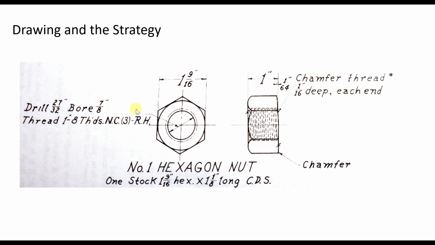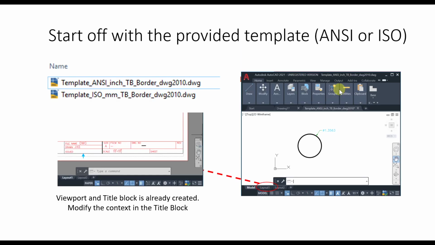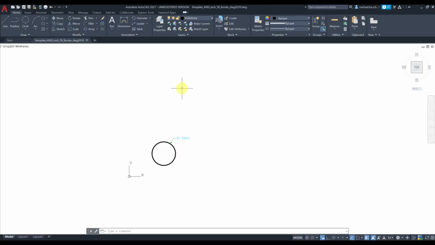Online, there are websites like engineeringedge.com where you can find standard dimensions for different types of knots in inch versus metric. For this drawing, we're going to use a template I'm going to provide in the description below this video. We're going to use the NC inch template. So let's go to AutoCAD.